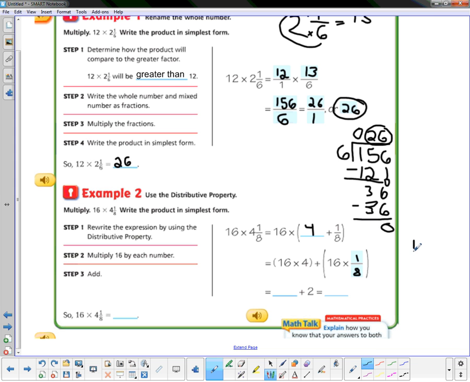So like 16 times 4, 4 times 6 is what? 24. 4 times 1 is 4, plus 2 is 64. Notice they even have your answer right here, but let's show it anyway. 16 over 1. 16 times 1 is going to be 16. 1 times 8 is 8. Oh, that is definitely an improper fraction. 8 can go into 16 2 whole times, so that's how we got our 2. 64 plus 2 is 66.